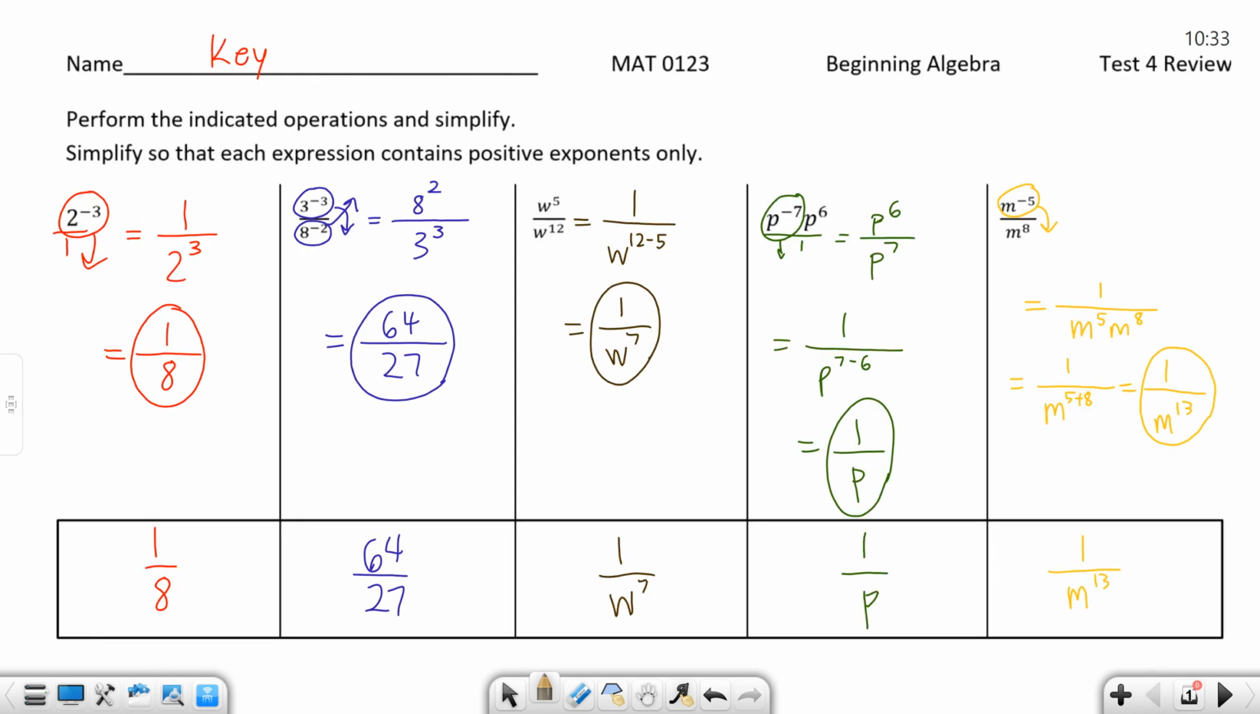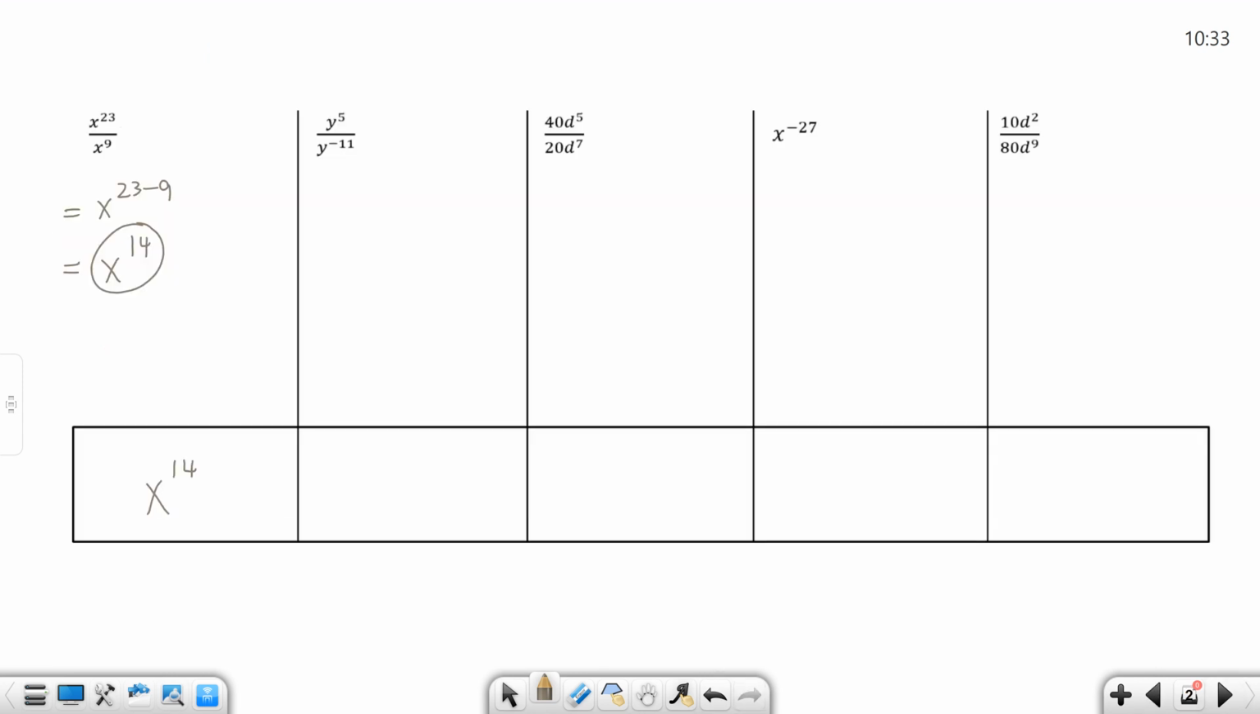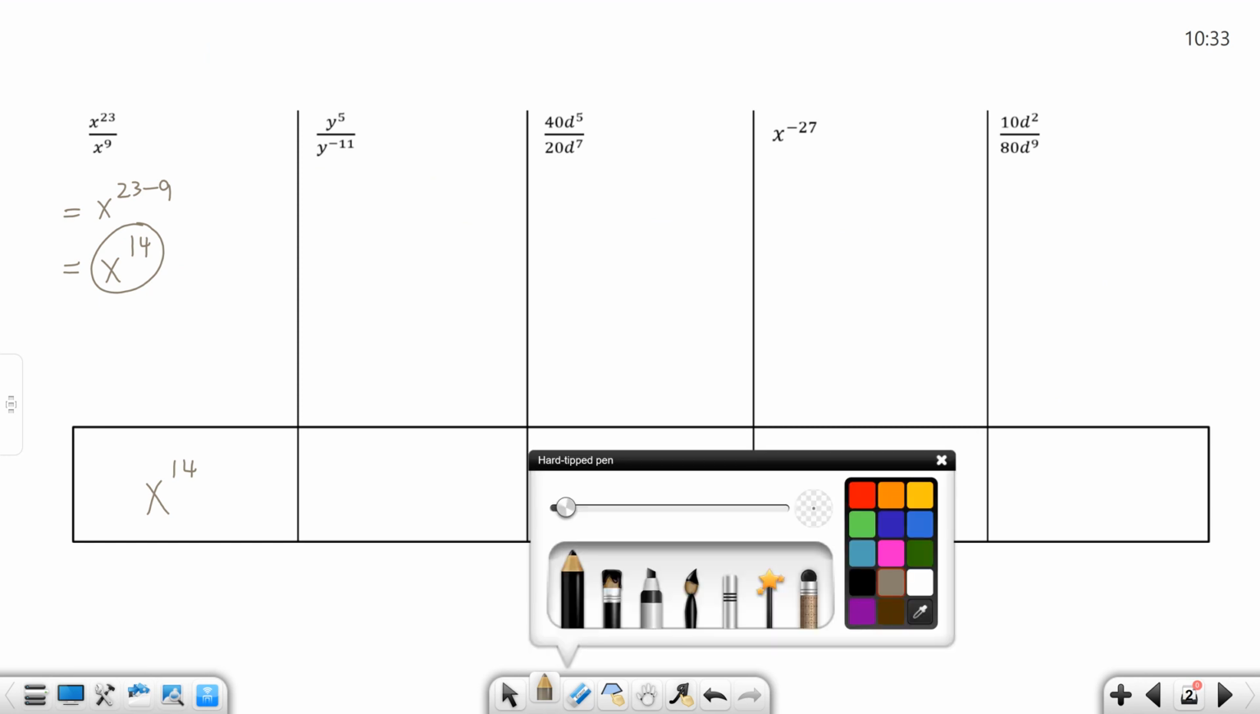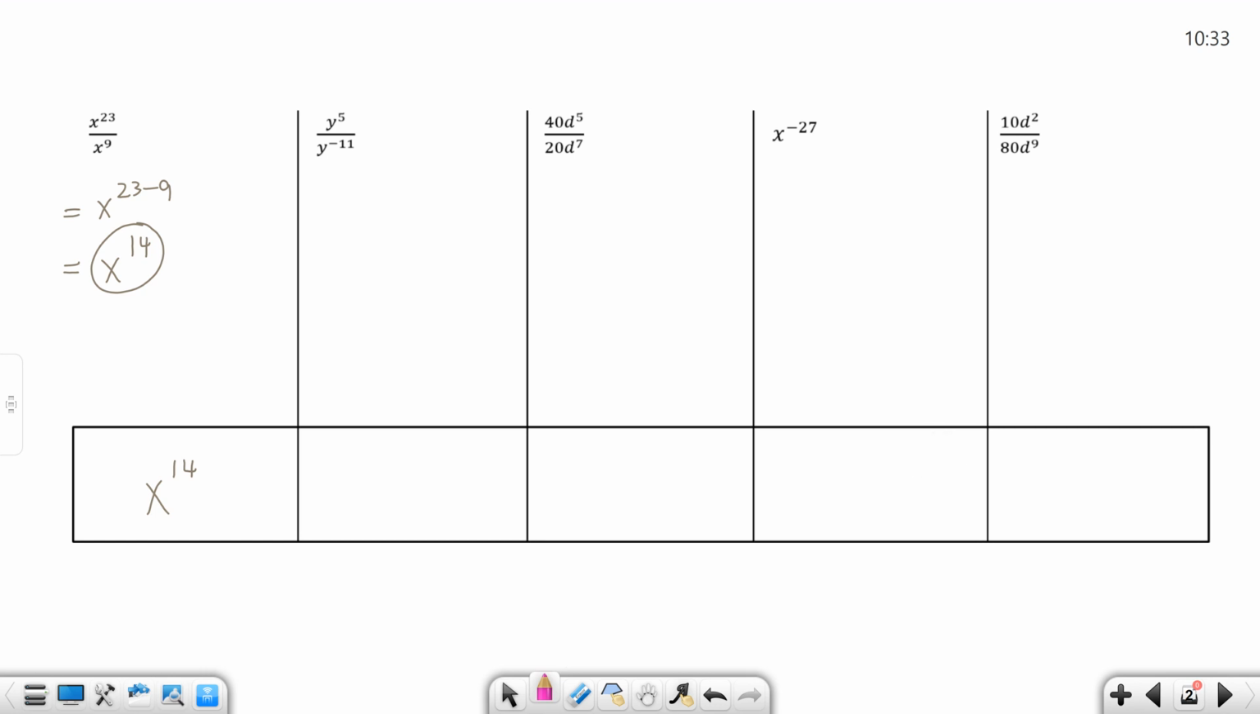And while I'm thinking about this, this is a rule problem. That's the only rule, quote-unquote, rule problem on that page. The first problem, the red one, is sort of like that. Here, what do I do with y to the 5th times y to the negative 11? I'm going to take this y to the negative 11 and I'm going to move it up.